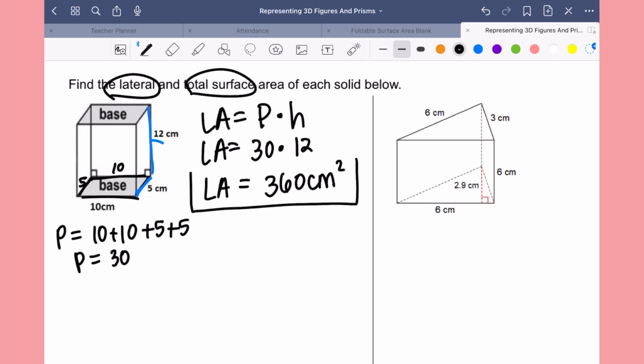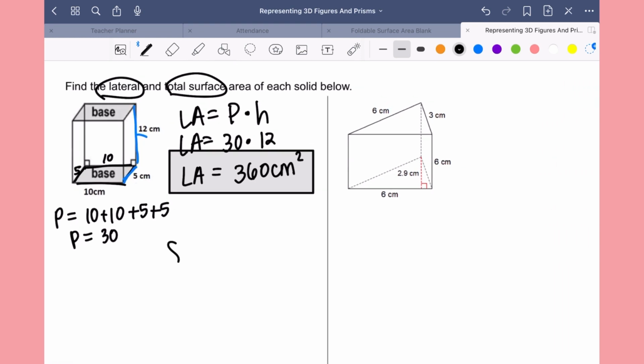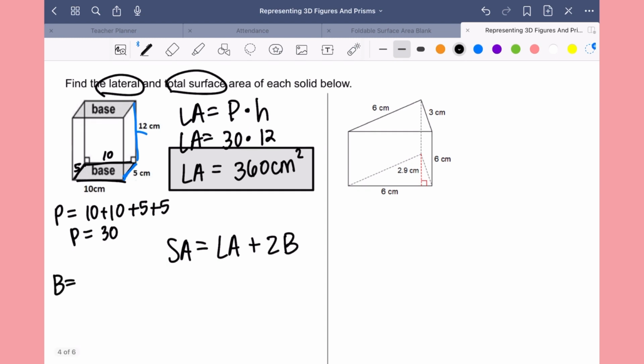Okay. And now I'm going to do the total, which is the lateral plus the area of the two bases. So the total surface area is lateral area plus 2B. What is my base? Area of the base. That's a rectangle. How do we find the area of a rectangle? Base times height. So 10 times 5 is 50. So the area of my base is 50.